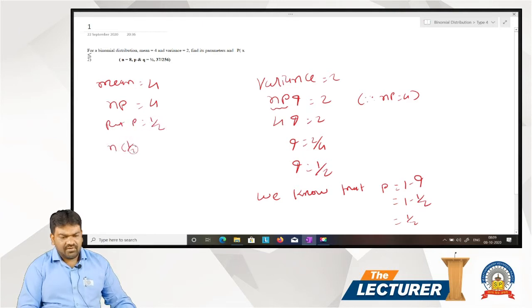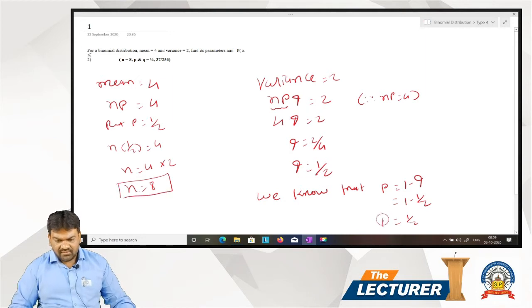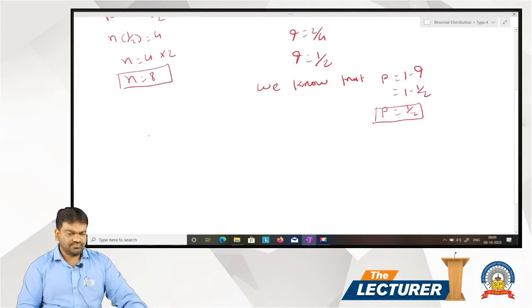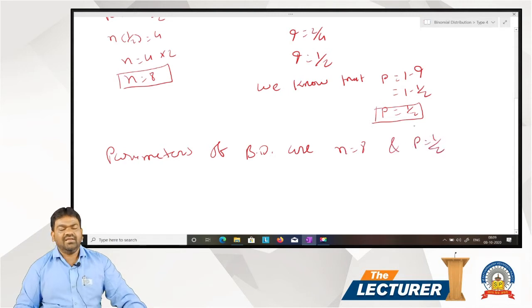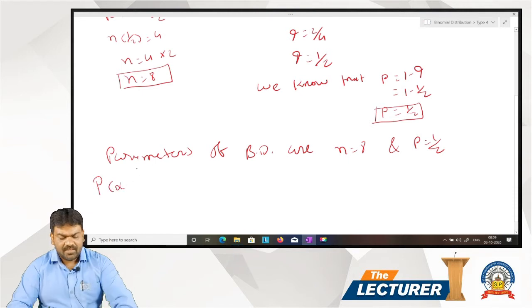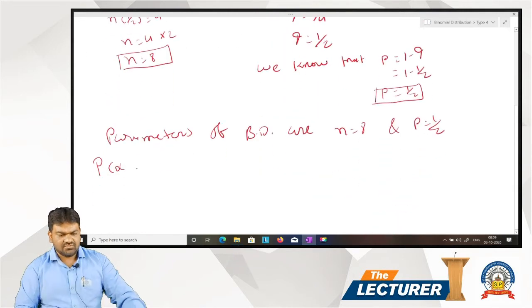Put p is equal to 1 by 2. n multiplied by 1 by 2 is equal to 4, n is equal to 4 multiplied by 2, n is equal to 8. p is equal to 1 by 2. So parameters of binomial distribution are n is equal to 8 and p is equal to 1 by 2. Now we have to find out probability of x lesser than or equal to 2.